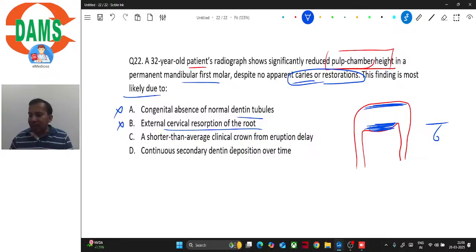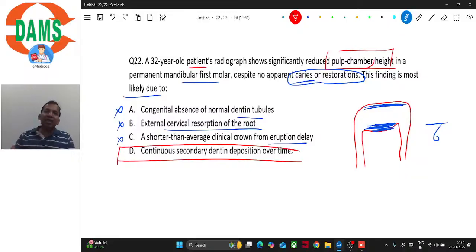A shorter than average clinical crown from eruption delay. Again this is incorrect, because the size of the pulp chamber has reduced after eruption, isn't it? And option D, continuous secondary dentin deposition over time. So this is the correct answer.